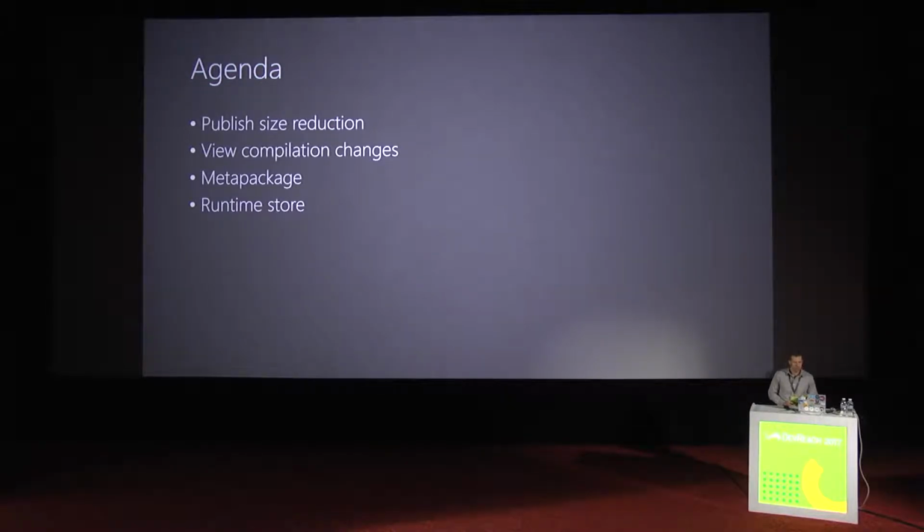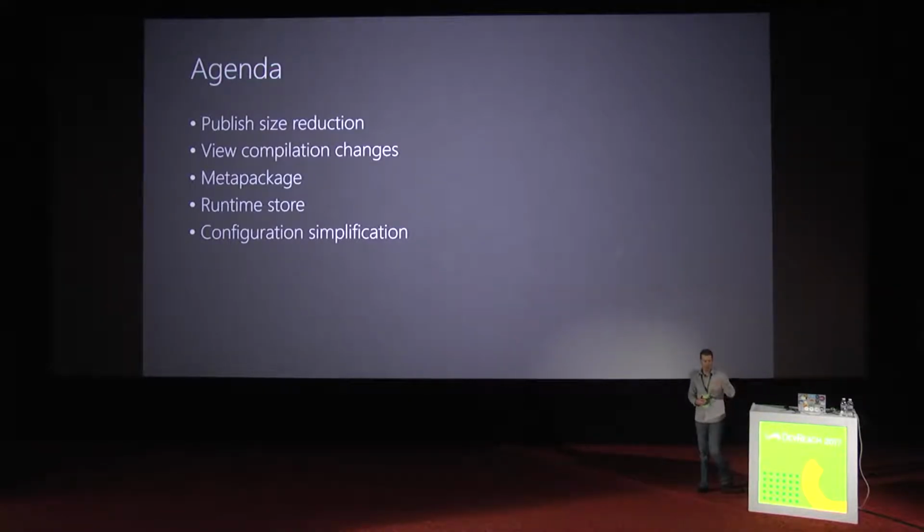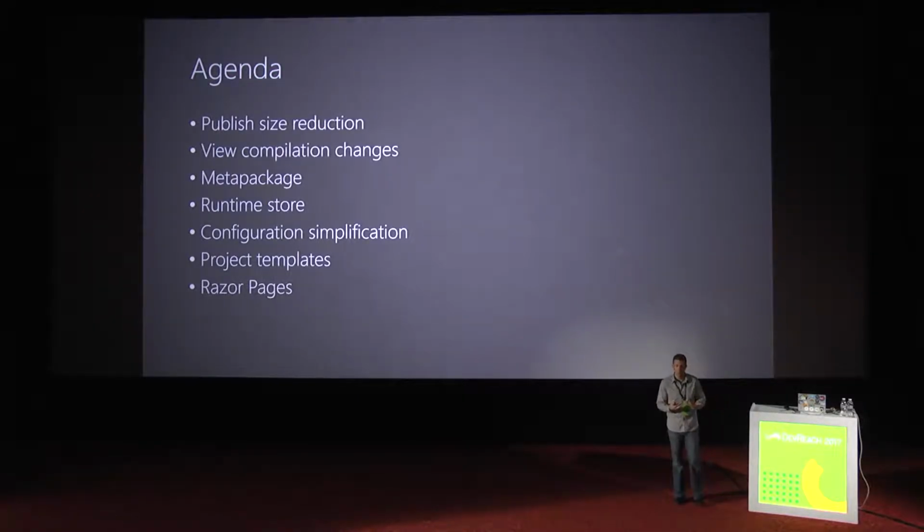From there, we'll look at something that's closely related to the Metapackage called the .NET Runtime Store. And then we'll look at some of the simplifications that have been made in the configuration system when compared to the 1.x release. I think you'll be surprised at how simple things have become as of 2.0 in that particular area. And we'll wrap things up here looking at project templates and a new feature in 2.0 called Razor Pages.